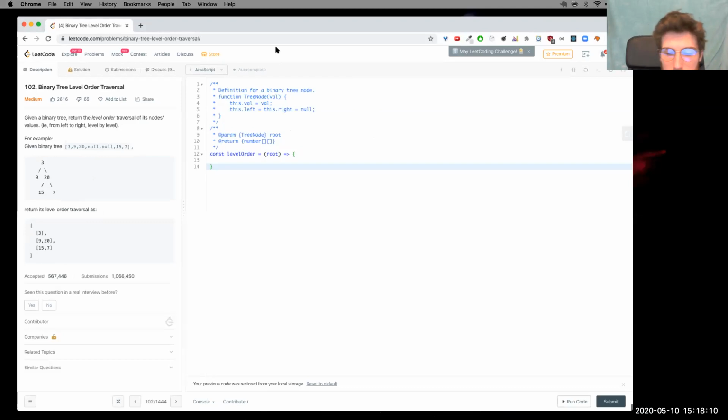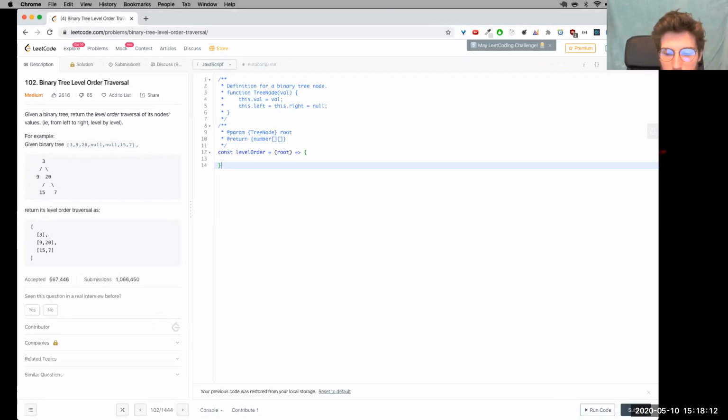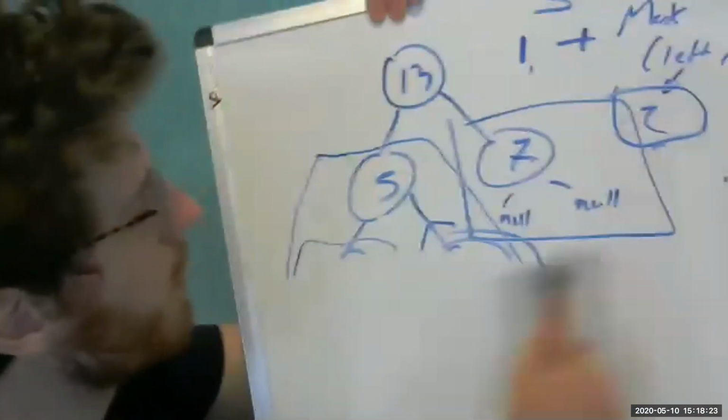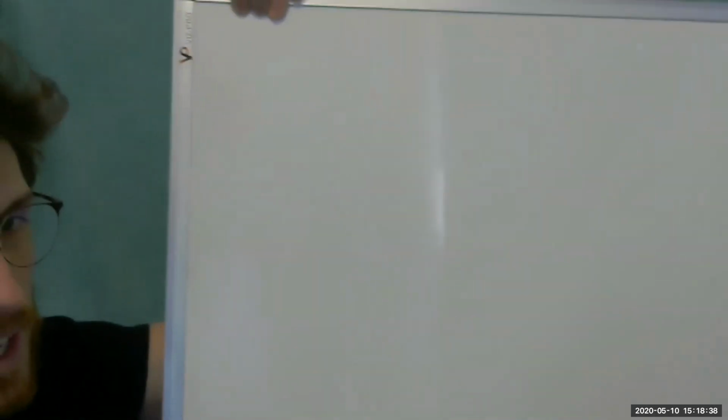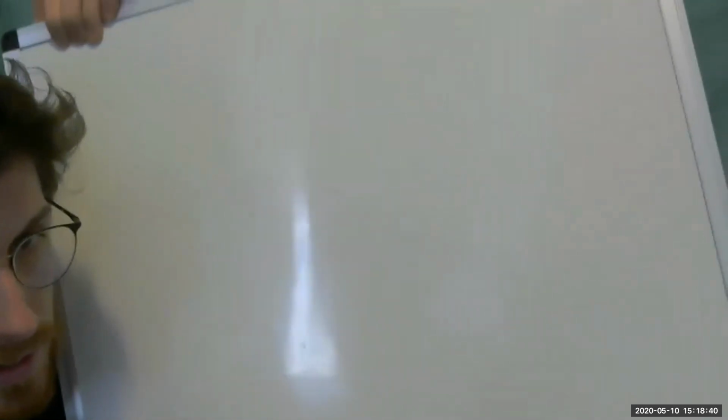So, okay, let's talk about it before we actually code it. Let's talk about it with the whiteboard. So for this problem, we are doing a different kind of traversal. We're doing a BFS, right? Breadth first search, which is kind of cool. But quick question: why are we doing a breadth first search instead of a depth first search?